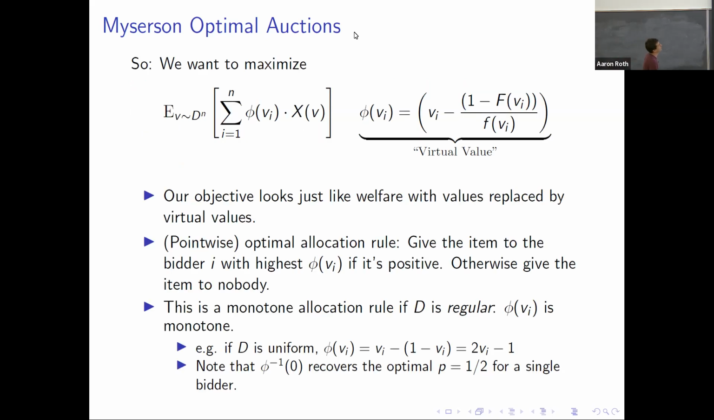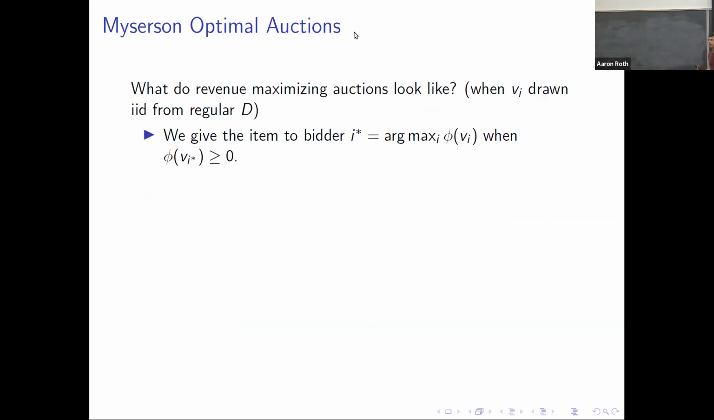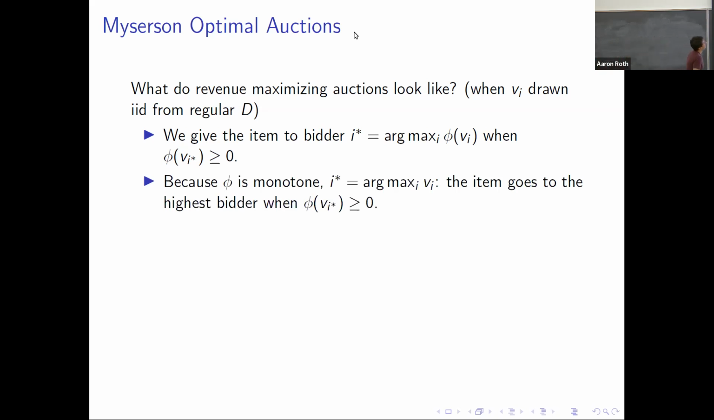And so, okay, this was some complicated thing. But you can ask, what does this complicated thing actually look like? We're giving the item to the bidder who has the largest virtual valuation when that virtual valuation is positive, otherwise we're not giving it to anybody. And because for these regular distributions the virtual value function is monotone, giving it to the person who has the largest virtual valuation is the same as giving it to the person who has the largest valuation. The allocation rule is actually a lot like the VCG mechanism, a single item auction. We're just going to give it to the person who reported the highest value. Very natural thing to do.